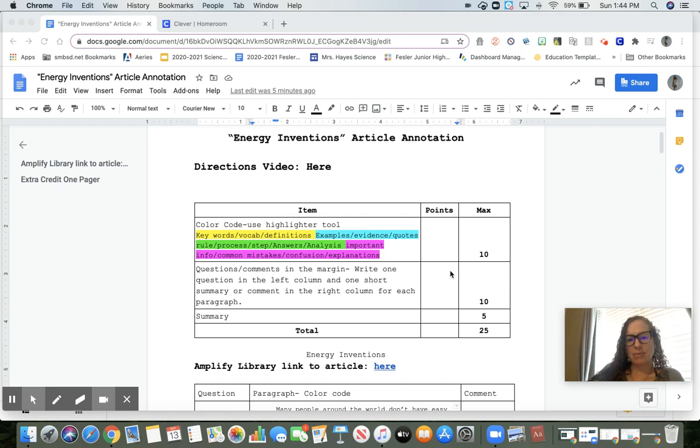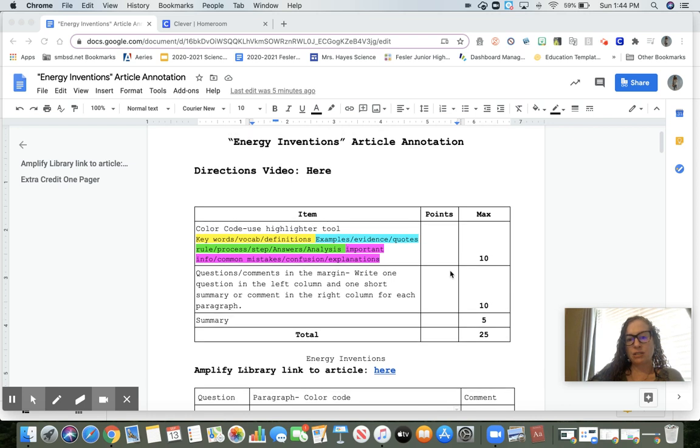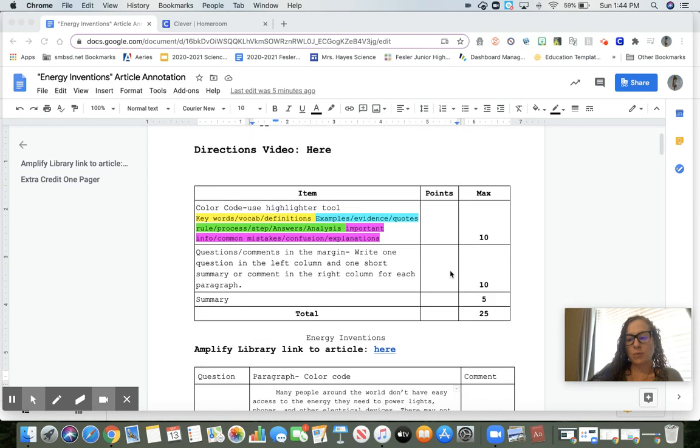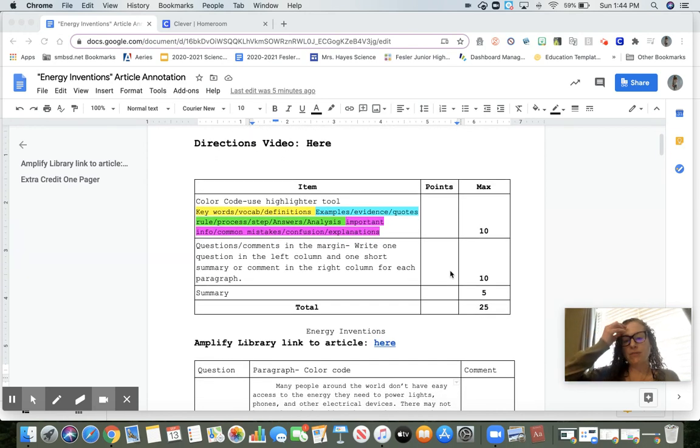Okay, so this assignment is called Energy Inventions Article Annotation. So you do have to read the article and we have to annotate it. It does take a little bit of time to do this, which is why it's spread out over a couple of days this week for your class. So pay attention to the agenda and due dates in Google Classroom.